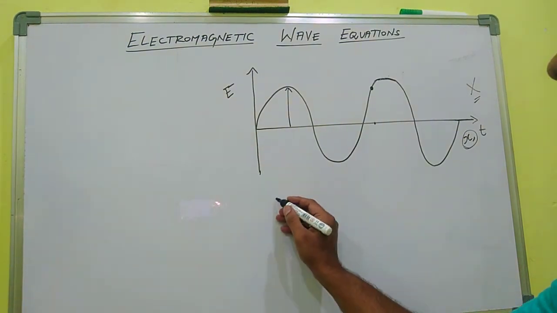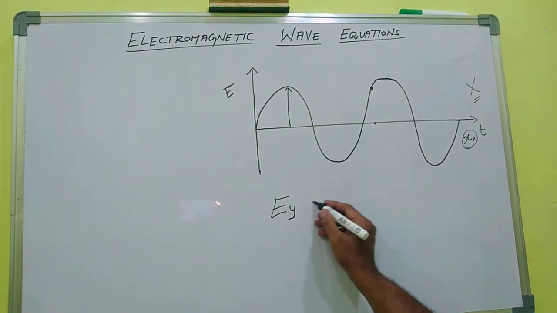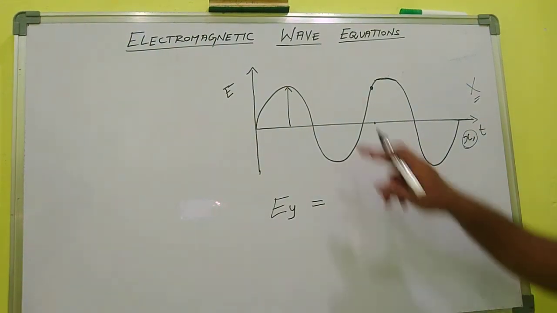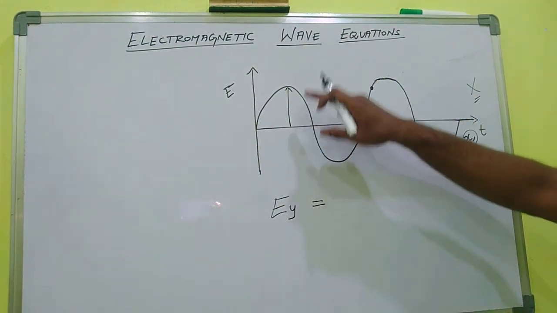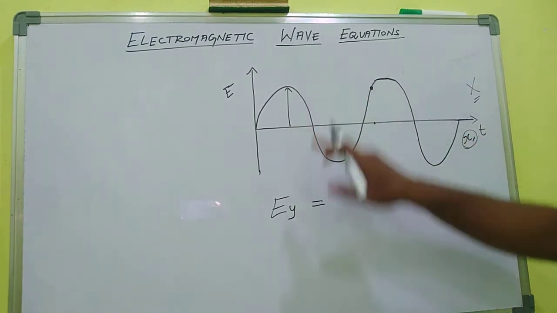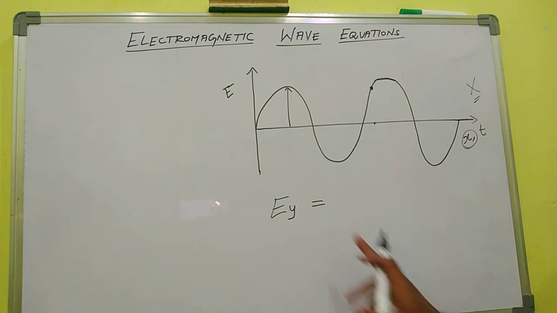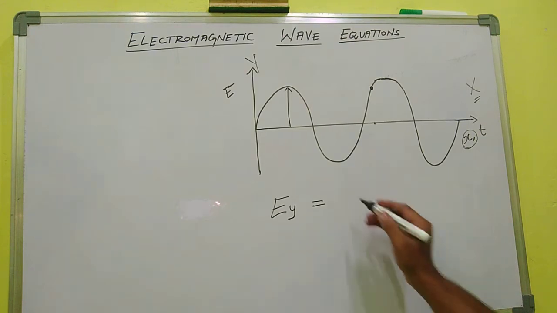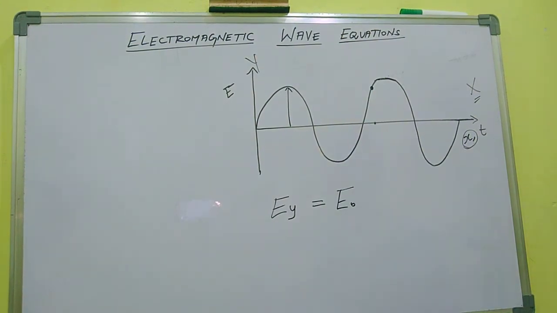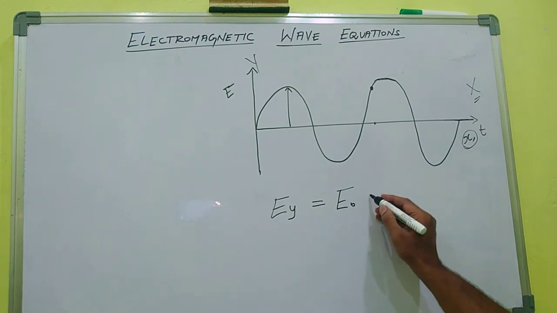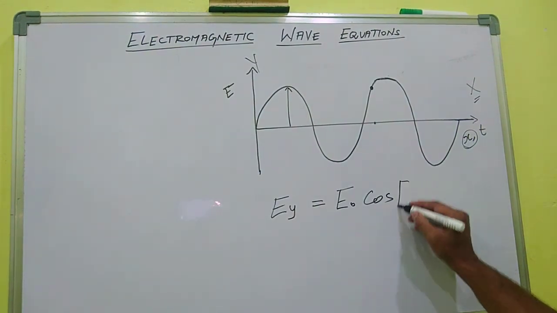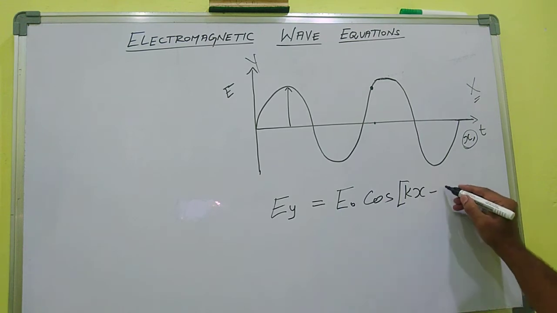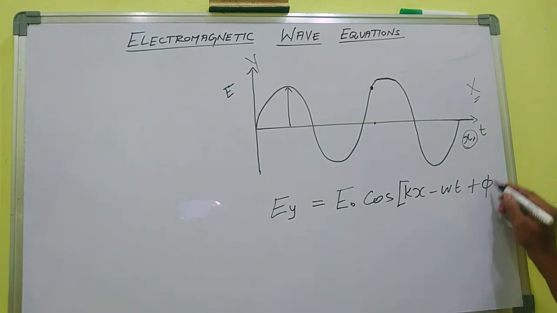Now I write one equation, that is Ey. Why am I putting Ey? Because here the electric field vector propagates in the direction of y. This is y. So Ey is equal to E naught. This equation can be represented by both sine and cos. Now I can write it in terms of cos: E naught cos(kx minus omega t plus phi).